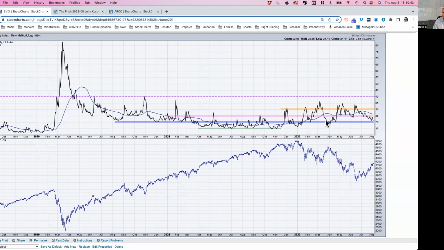Look at what the VIX did there. That's when the VIX hit 20. It also hit 20 in February, which is that peak. It did not get that low in the June peak, which is notable. But here, once again, we're right back to that 20 range.